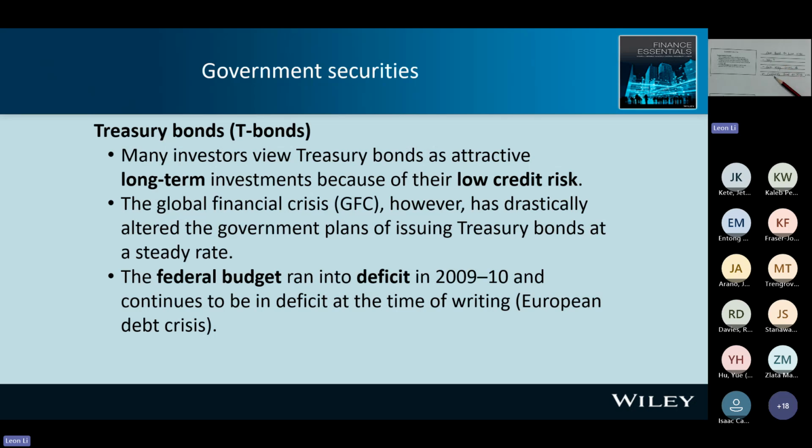So let's make a comparison with corporate bond. On the other hand, corporate bond means the bond issued by a company. So corporate bond will have higher risk. The reason is a company cannot print the money. So this is a government security.